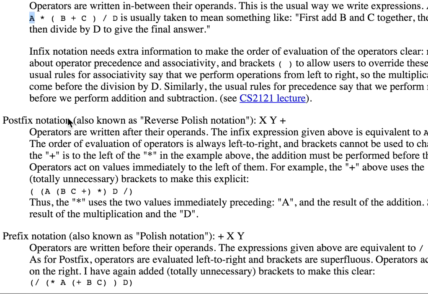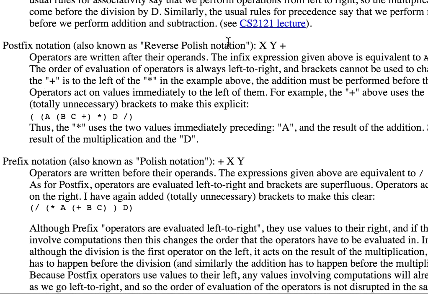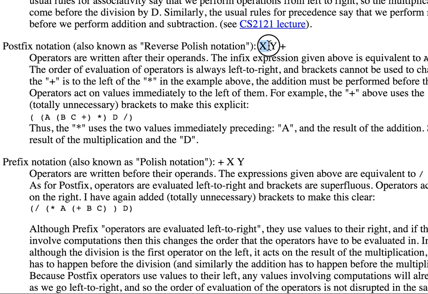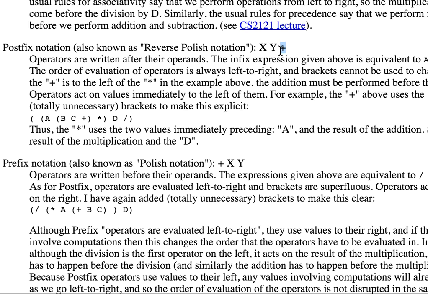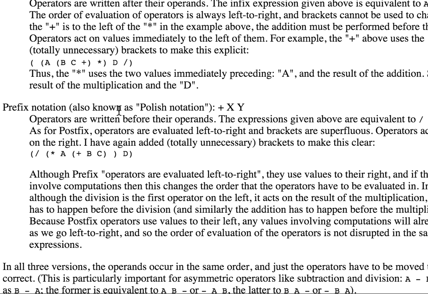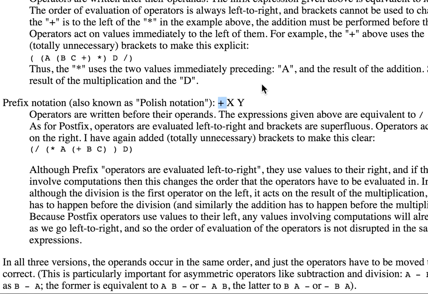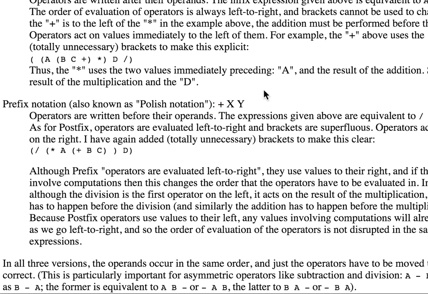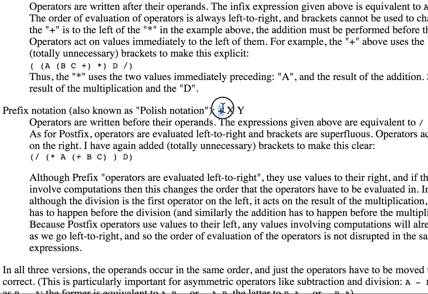With the postfix notation, the operator comes at the end. Operators are written after their operands. So operand, operand, and operator. With the prefix notation, the operator comes first. Remember the pre-order traversal, where you visit the root first, and then you go to the left child and right child. This is exactly that way.